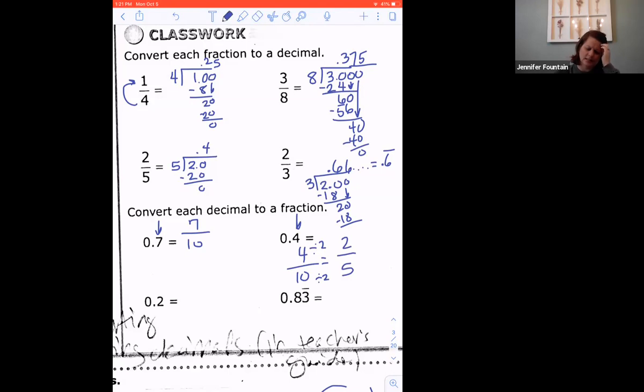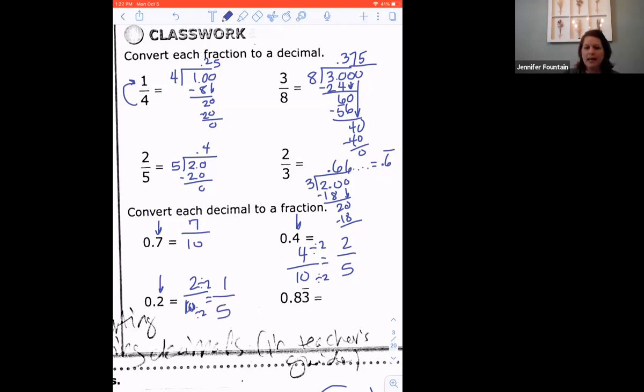All right, decimal 0.2. 2 goes in my numerator, 10 is in my denominator. Again, I can simplify both of them by dividing by 2. 2 divided by 2 is 1. 10 divided by 2 is 5.